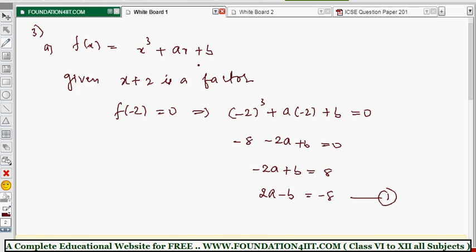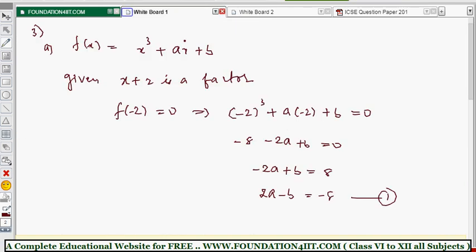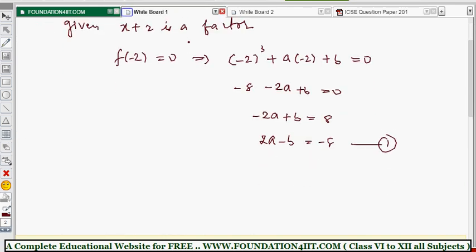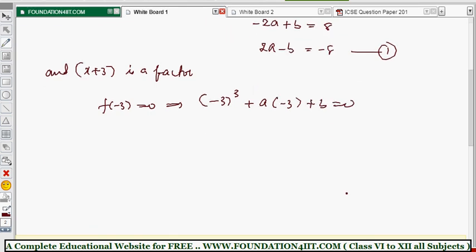Now again one more factor is given. x plus 3 is a factor. Same, if x plus 3 is a factor, it's also given. So if x plus 3 is a factor, then f of minus 3 is 0. Okay, that means minus 3 cube plus a into minus 3 plus b is equal to 0. Just to simplify, that is equation 2.